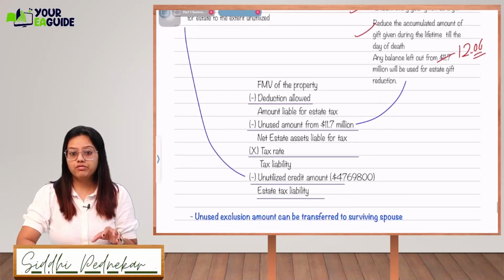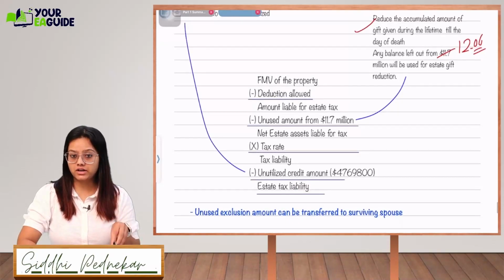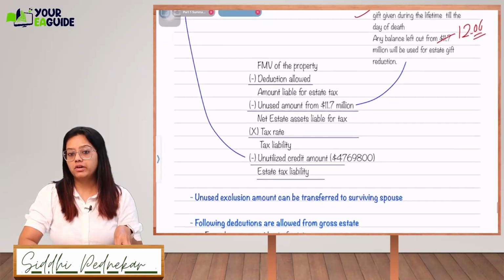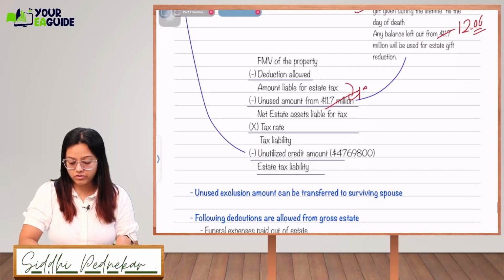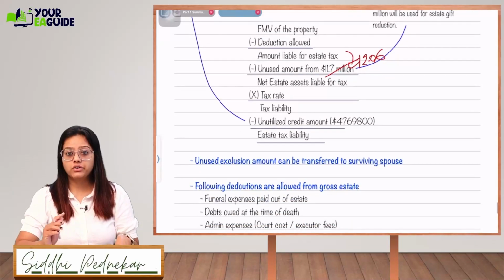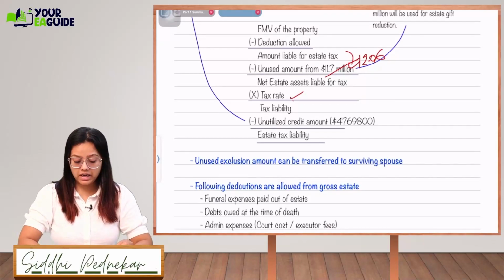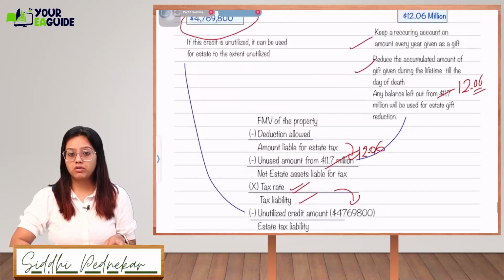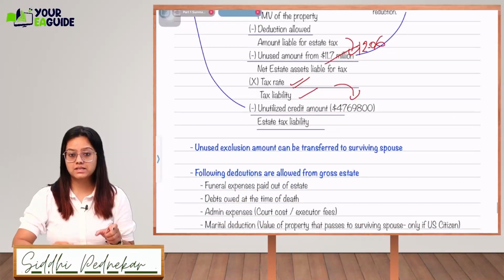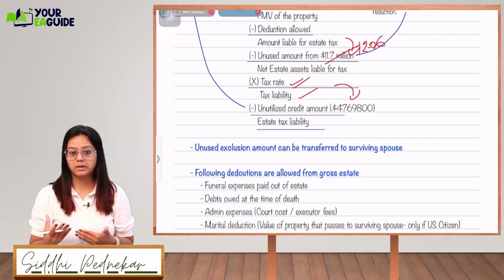FMV of the property minus deduction allowed gives the amount liable for estate tax. Out of that, you are going to reduce the unused amount from 12.6 million. So that is your net estate, which is liable for tax. Multiply it by the estate tax rate. This is your tax liability. After this, use the unutilized amount from your credit. So this much is the maximum estate tax liability which you are going to pay.